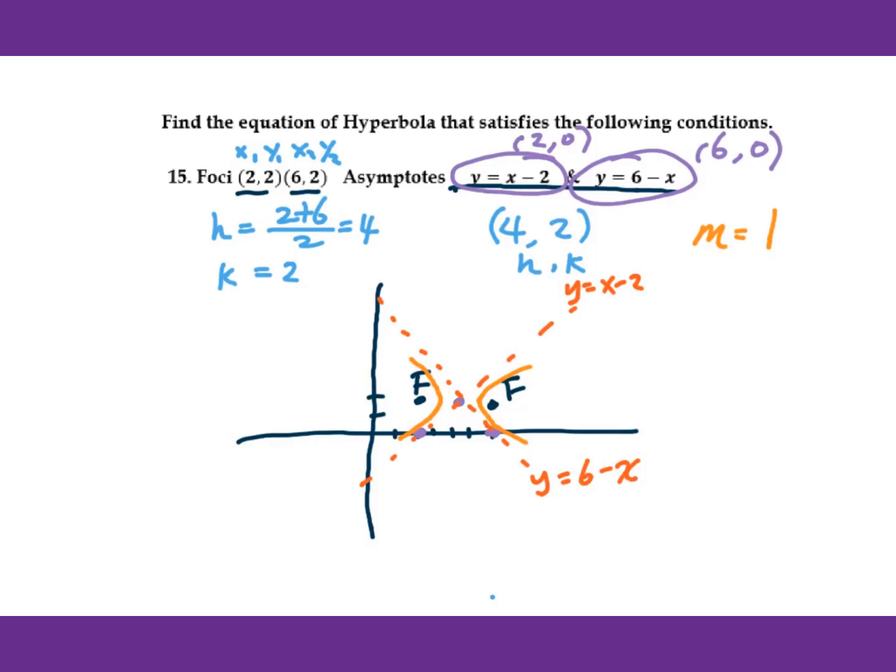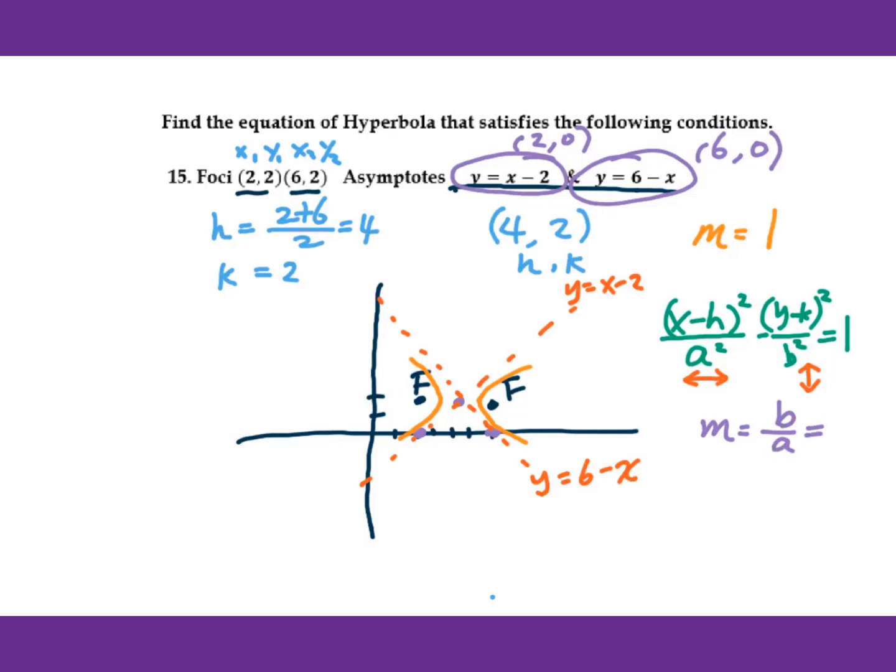It's a horizontal hyperbola. Therefore, we got x minus h squared over a squared minus y minus k squared over b squared equal to 1. For A, that's horizontal because it's below x squared. B is vertical, which means for slope, you will get B over A equal to 1, which means B equals A.